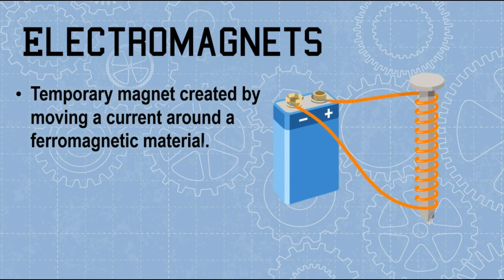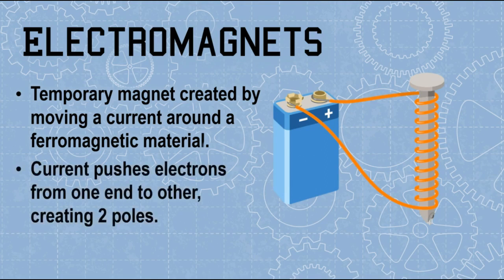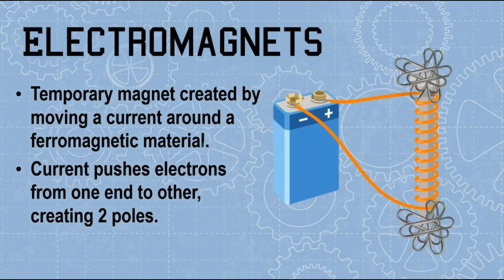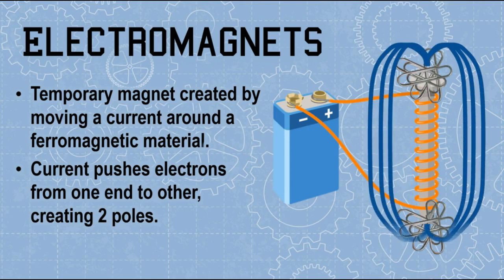Natural magnets naturally exchange electrons from north to south pole. This battery creates a current which pushes electrons from one end to the other, creating the two poles. This is because as the electrons move along the ferromagnetic nail, they create a temporary magnetic field. So, electric currents can induce a magnetic field.